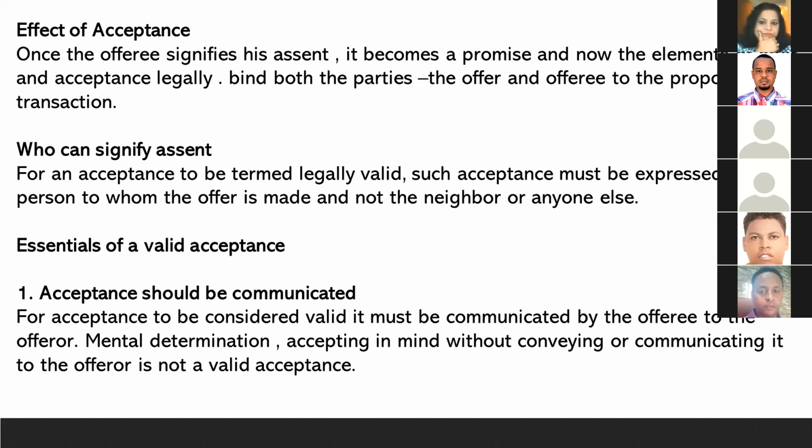For example, I give you an offer and you accept it. I say I'm going to sell a piece of land to you, and you accept it. So now you know I'm not going to sell it to anybody else, I'm going to sell it to you. It binds me and you. I'm the promiser, you're the promisee. I'm the offerer, you're the offeree. So it binds both the parties, the offerer and the offeree, to the proposed transaction.